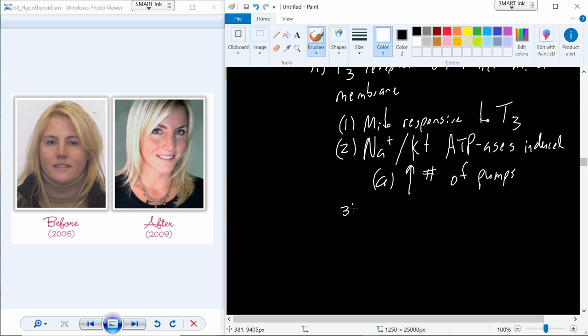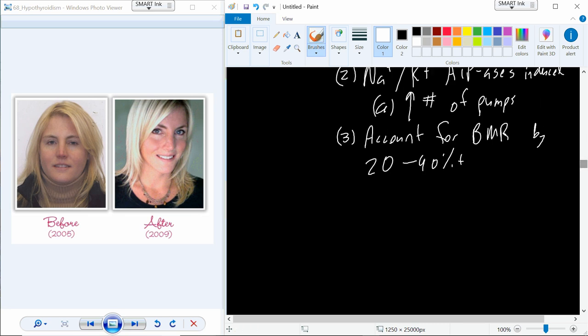And so under normal basal metabolic conditions, your sodium-potassium pumps are going to account for about 20 to 40% plus of the calories, or the energy that is being utilized, or the heat that's being produced. So there have actually been some studies done on hypothyroid rats.